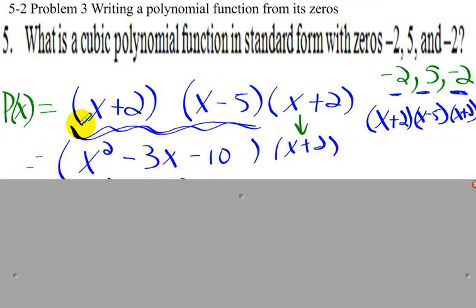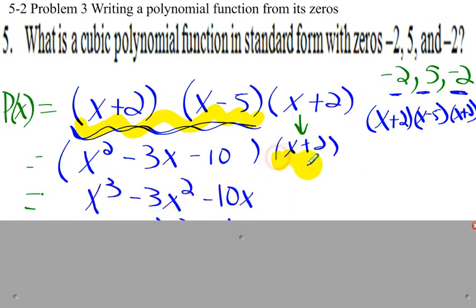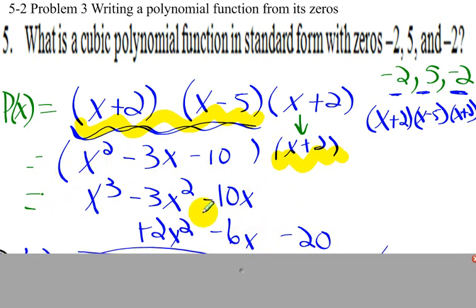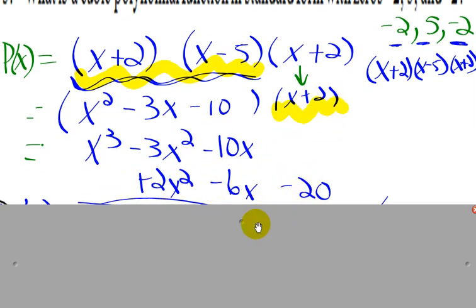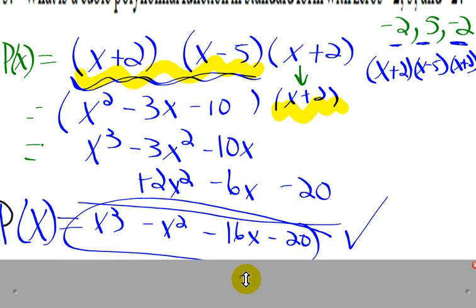So if you FOIL these out, you get x squared minus 3x minus 10, and then multiply that trinomial times this binomial. When you do, multiply everything by x, and then multiply everything by the 2, and then you combine your like terms, and you get x cubed minus x squared minus 16x minus 20, and that's your answer.